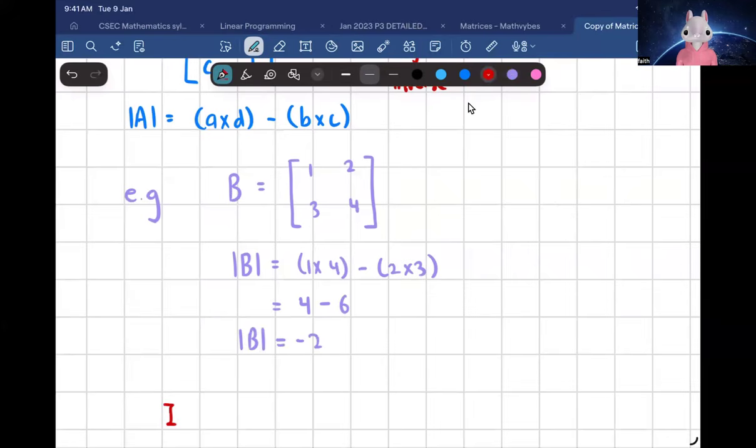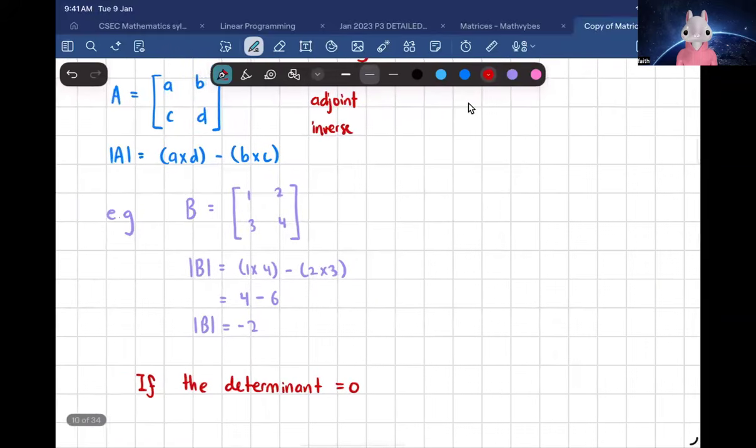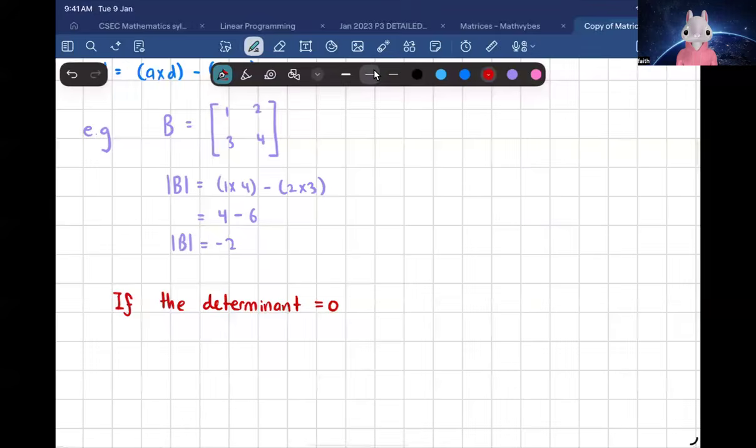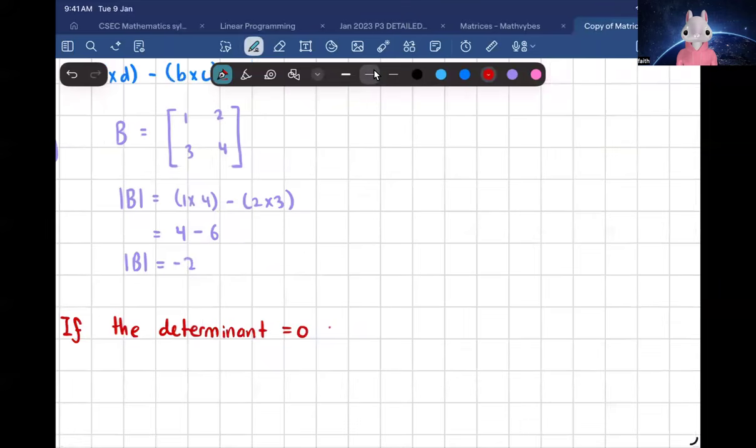Now, let me explain something, right? If the determinant is equal to 0, guys, if you have 0 birds, you would say what? If you have 0 birds, you're probably what? Single. So if the determinant is 0, then you're a singular matrix. Singular matrix. Right, singular matrix.